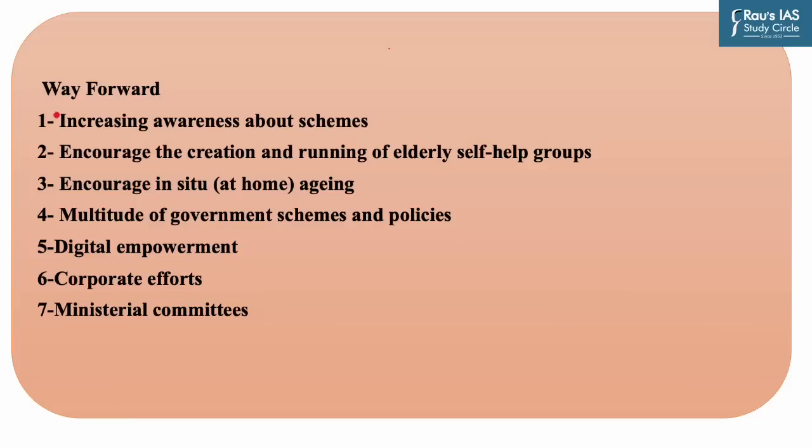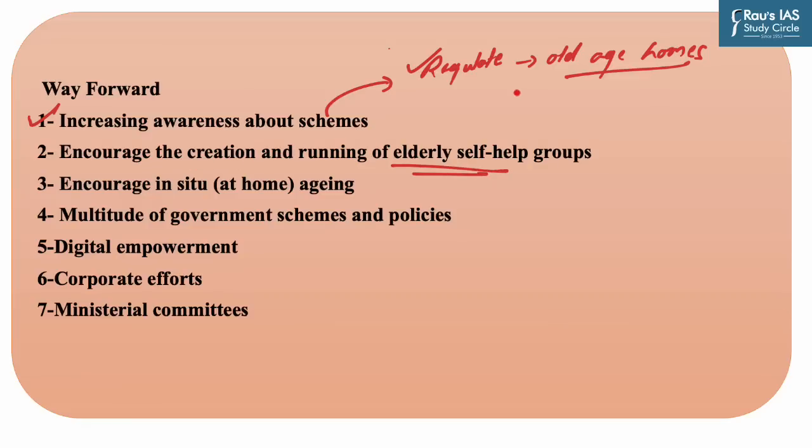Firstly, it says that government must work on increasing awareness about schemes for older persons. It also talks about need for bringing all old age homes under regulatory purview of the government. Further, it recommends the government to encourage the creation and running of elderly self-help groups, and stressed the importance of having elderly people live in multi-generational household.